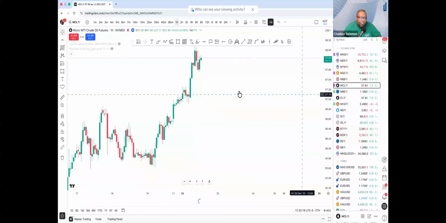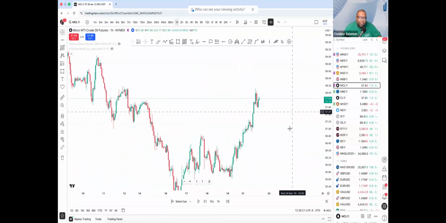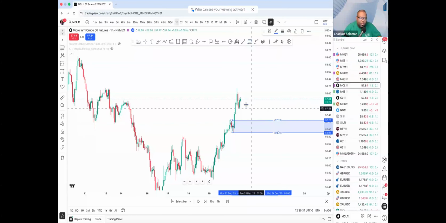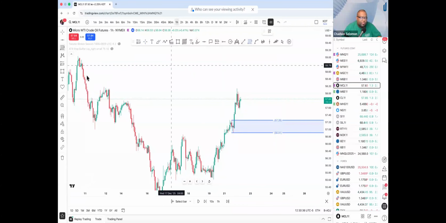Go to the next one. You'll see the method in the madness soon. Go to green. You say to yourself, okay, where am I? Current price, down into the left to the nearest demand zone. Here we go. Up into the right to the nearest supply zone. We go over there.